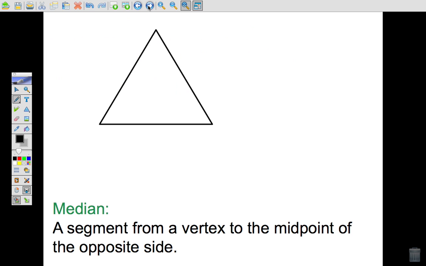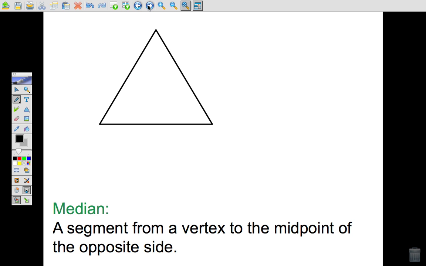The first definition is what a median is. It's hard to keep a median and altitude separated because they are so similar, but there's one main thing that makes the two different, and that's why you've got to be careful with your notes. A median is a segment from a vertex. Now, remember what a vertex is. A vertex is where two sides of a triangle meet, so it's kind of like the corner. So a median is a segment from a vertex to the midpoint of the opposite side.